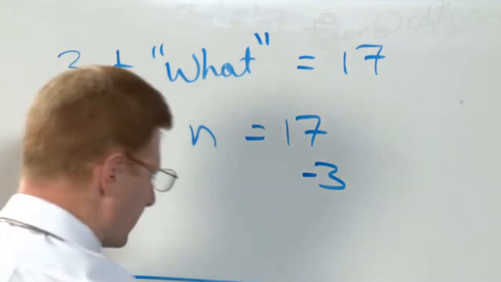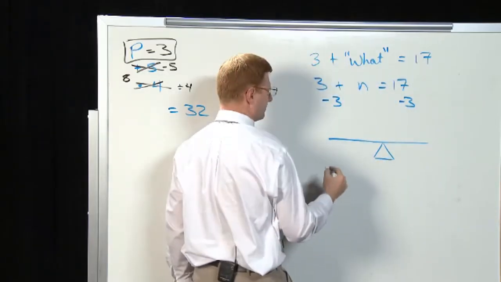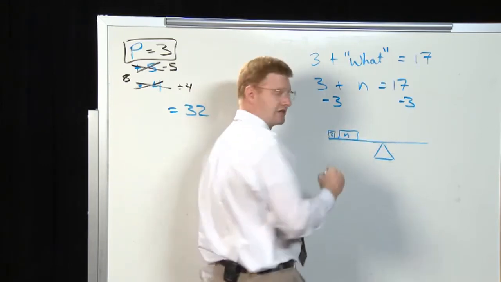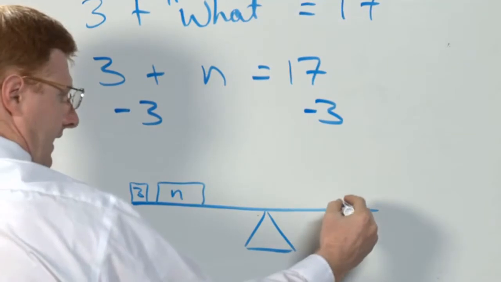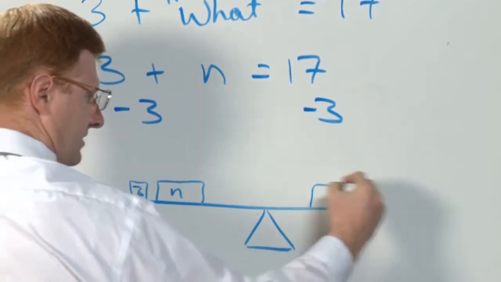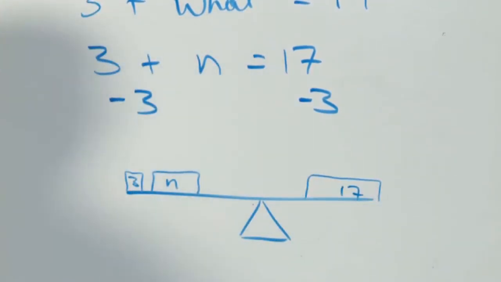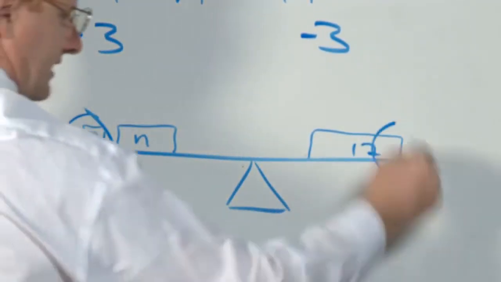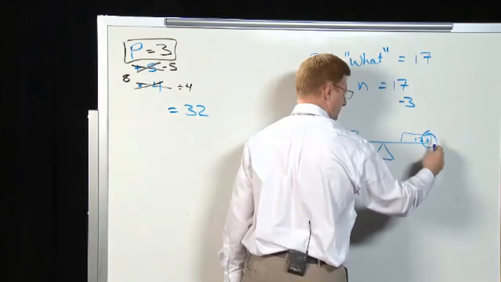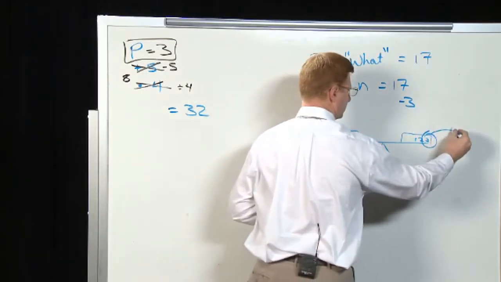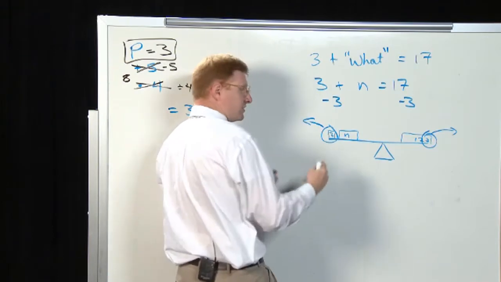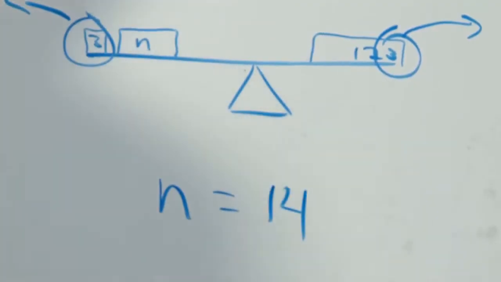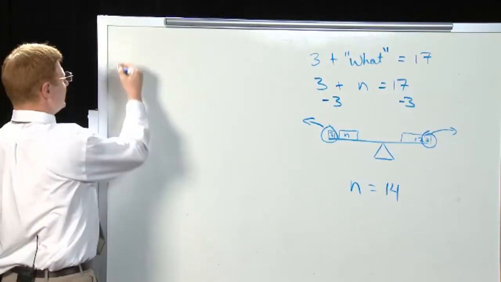On a picture, it would look something like this. Here's our little balance. Cute little picture like that. Here is a little 3, and here is something we don't know what it is yet, n. And over here we have something that weighs 17. And what we can do is say, if we want to know what n is, take 3 there and take a 3 there and just take it off. As long as we do it to both sides, it stays balanced, and now we have the n must be a 14.